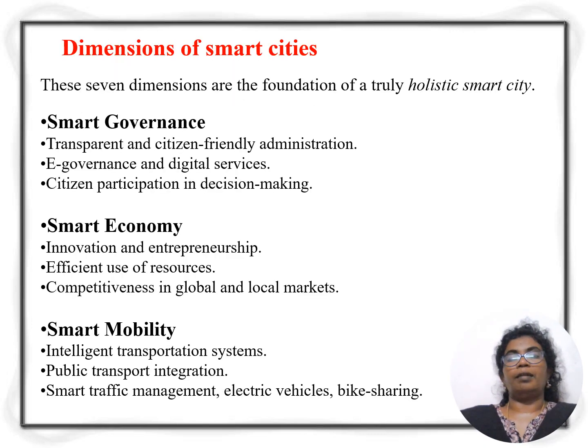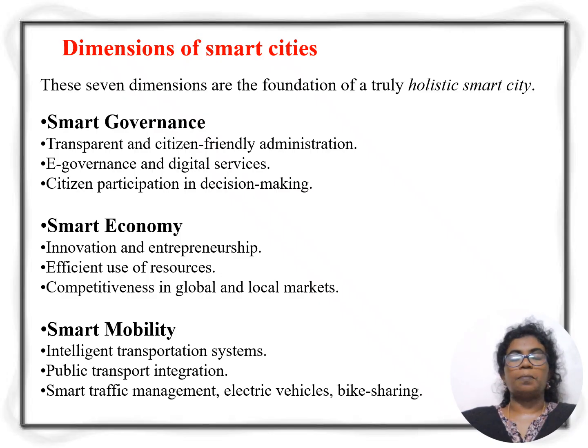So now comes the dimensions of smart cities. There are main 7 dimensions, which are the foundation of a true holistic smart city. The first and foremost thing is smart governance. It includes transparent and citizen-friendly administration, e-governance and digital services, citizen participation in decision making. The second one, smart economy: innovation and entrepreneurship, efficient use of resources, competitiveness in global and local markets.